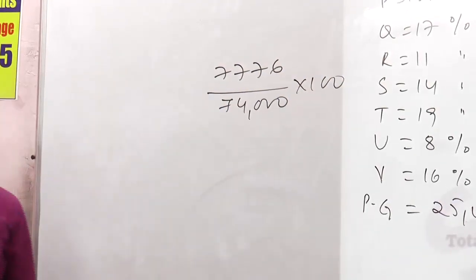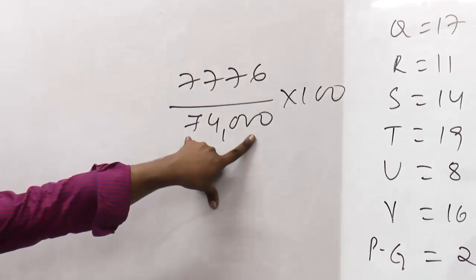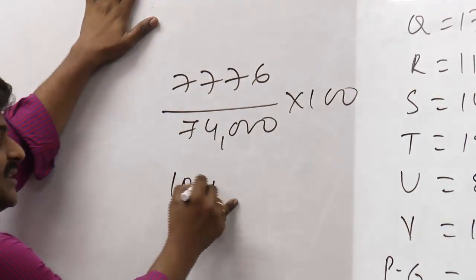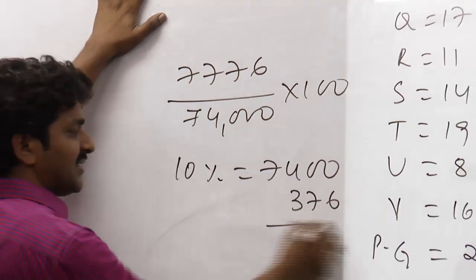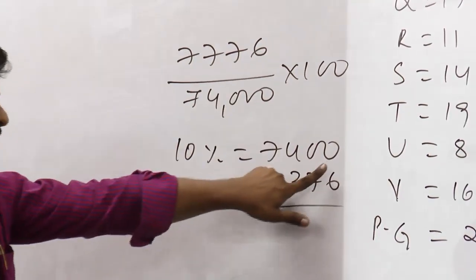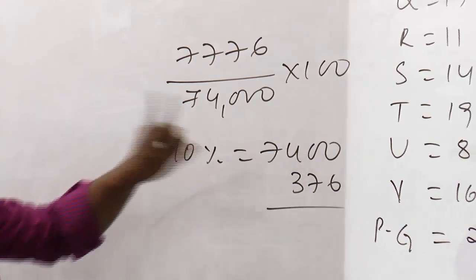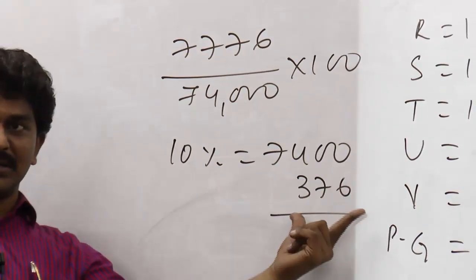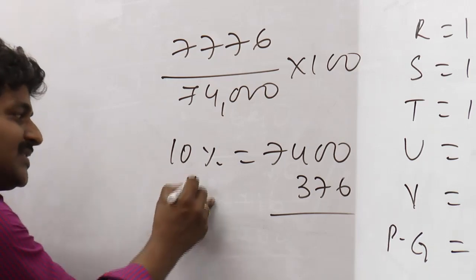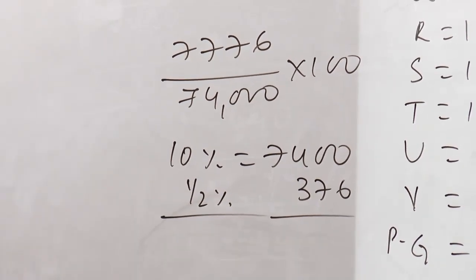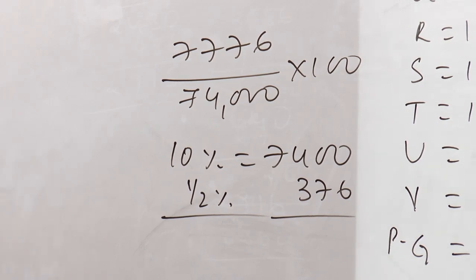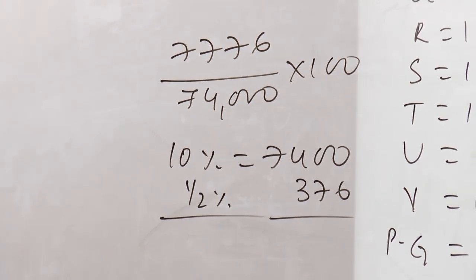We'll get the answer from the denominator. 10% of this number is 7400. To this number you need to add 376. 10% is 7400. 1% is 740. This is near about half of that. So this is half percentage. Answer should be 10.5%. Approximate. Another. Which question is this? 53. Then yes, 10% answer.